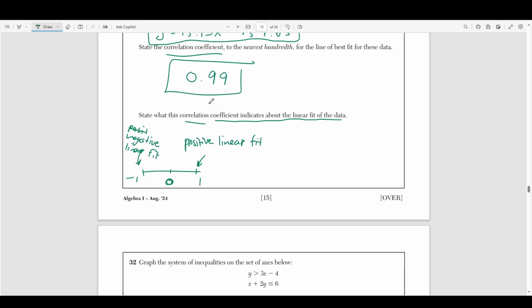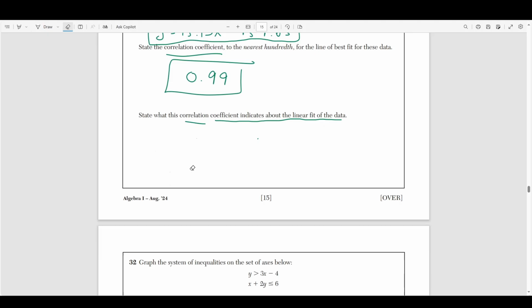Now, oftentimes your r is never going to be 1 or -1. It's going to be some decimal that's close to one of the two values. If it's close, then you say it's a strong positive linear fit or a strong negative linear fit. It pretty much says that most of your data is going to be either sloping downwards or sloping upwards. In this case, 0.99 is very close to 1, so we can conclude that the correlation coefficient indicates that there is a strong positive linear fit to our data.